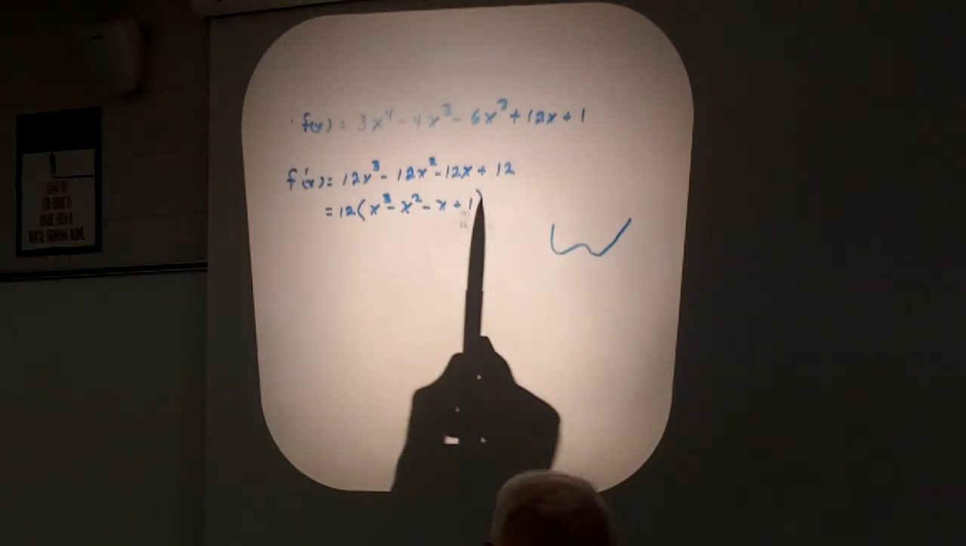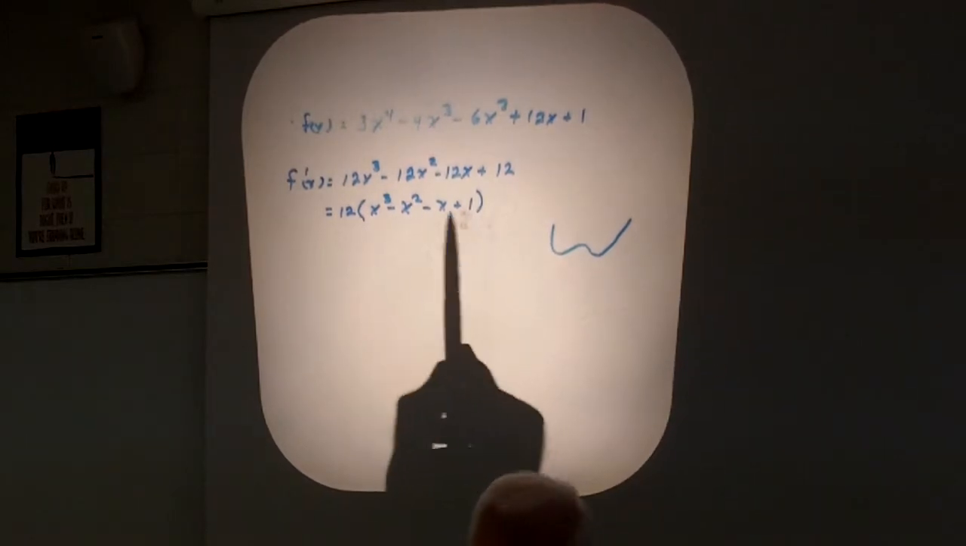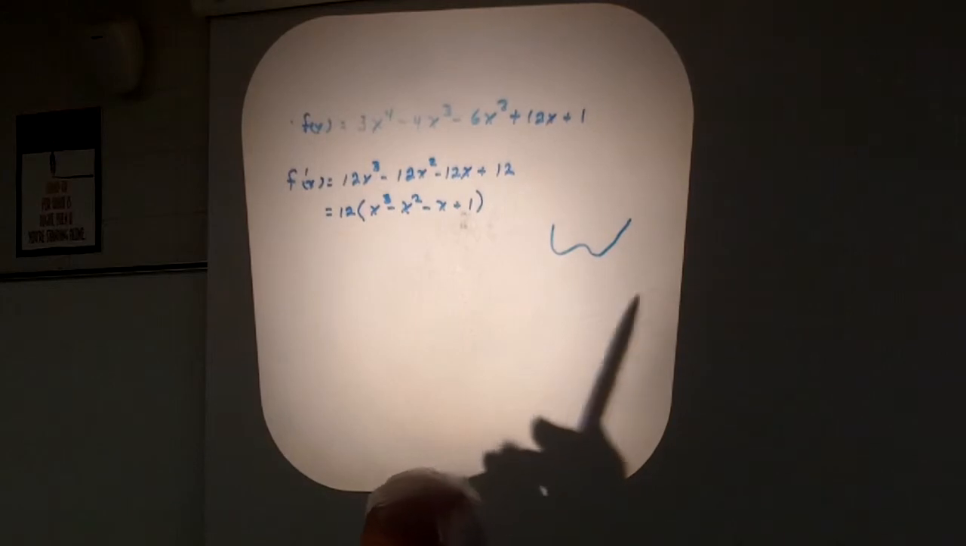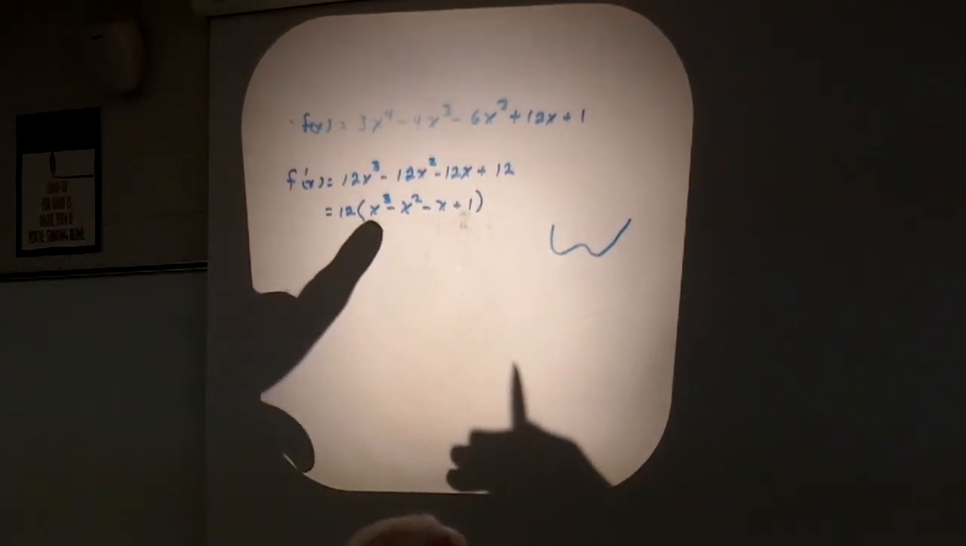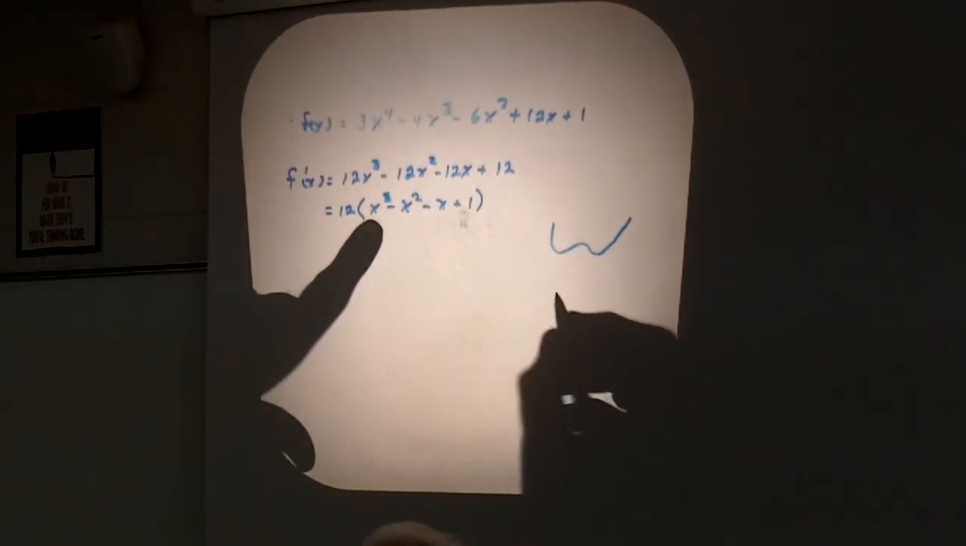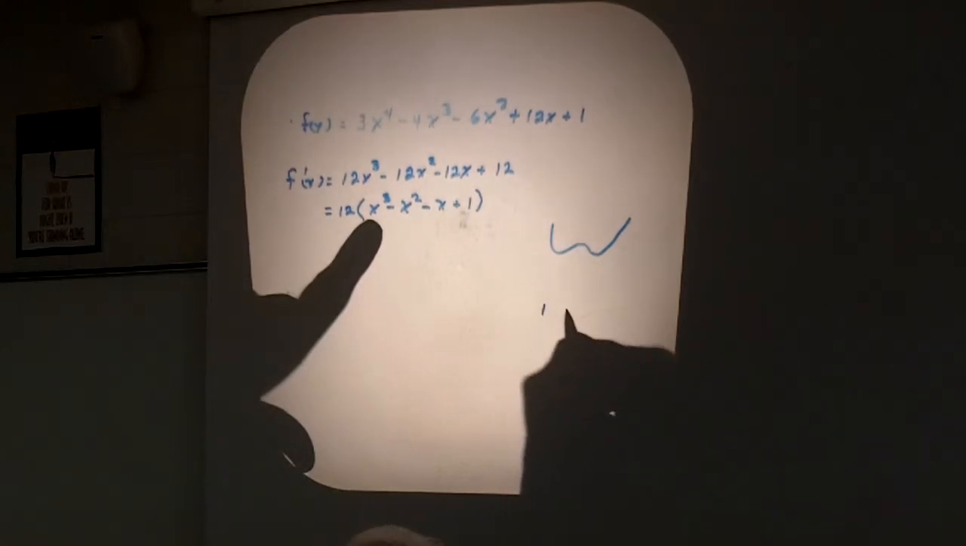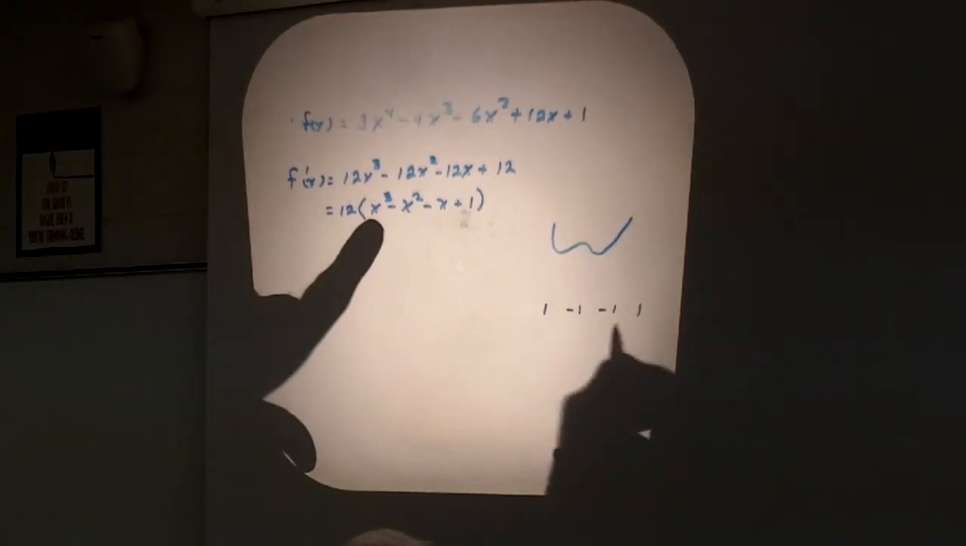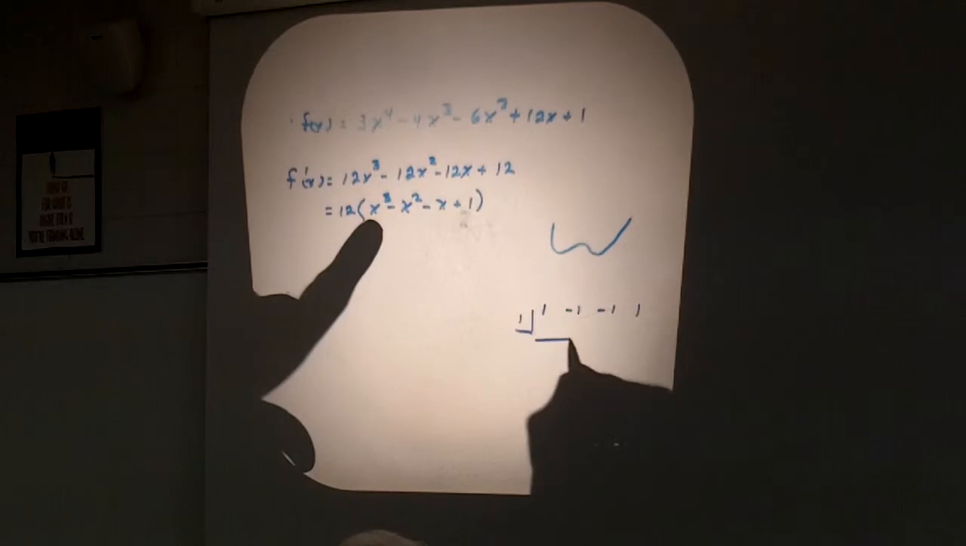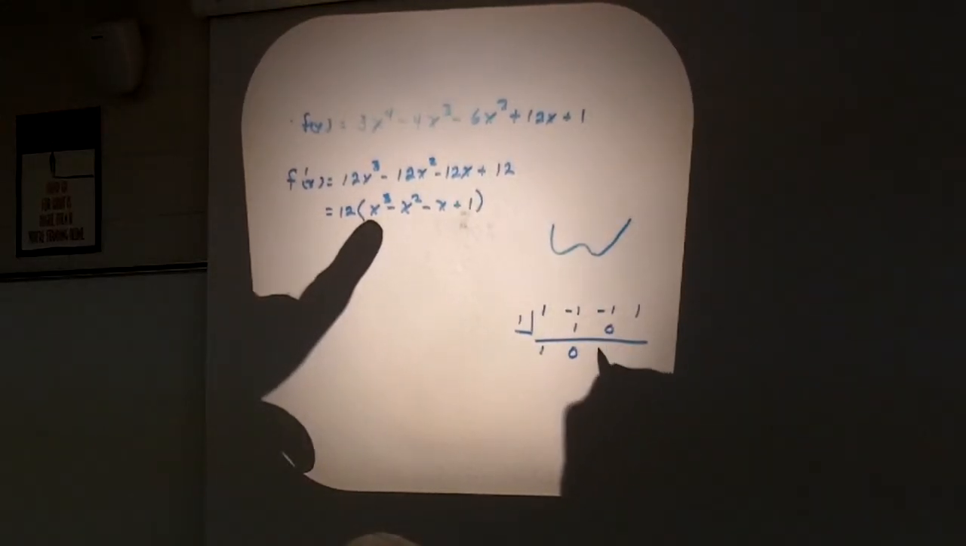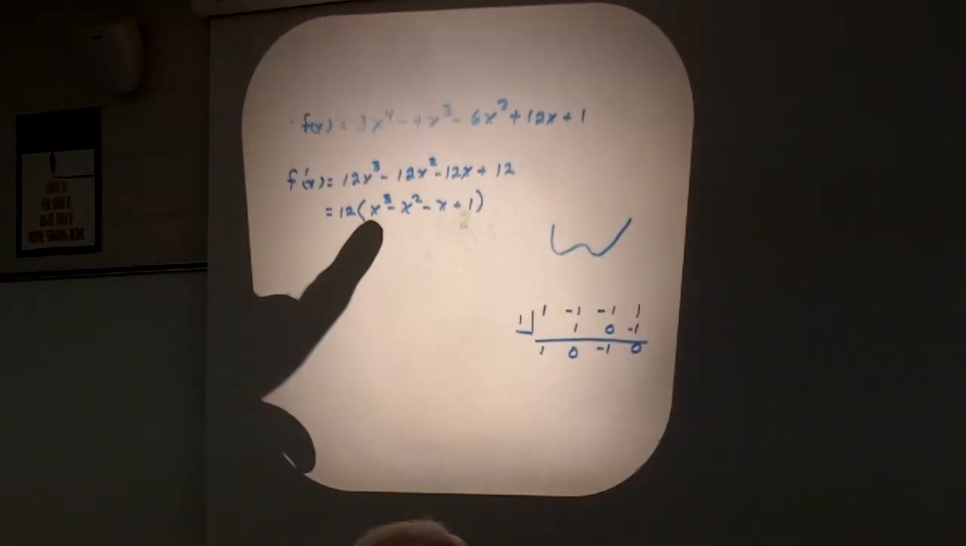Otherwise, you've got to just go find it. You've got a lot of tools these days to find them. You could graph it and find the zeros. You could also use synthetic division here. With synthetic division, you have a 1, a minus 1, a minus 1, and a 1. If you put a 1 in here, what do you get? 1, 1, 0, 0, minus 1, 0. With me?